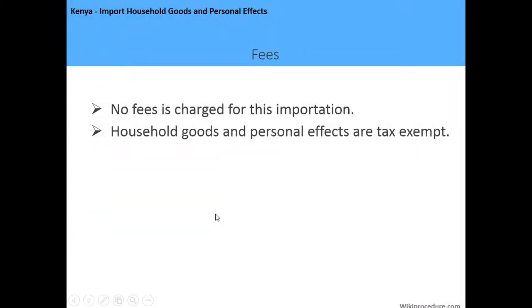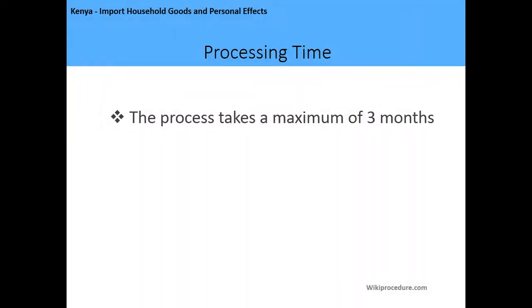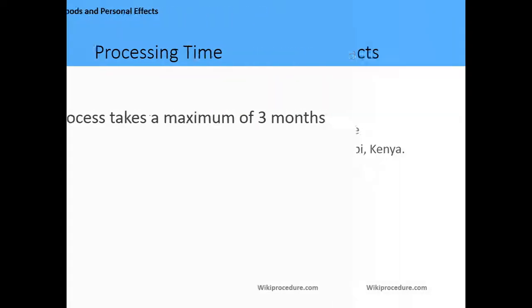Fees. No fee is charged for this importation. Household goods and personal effects are tax exempt. The validity period is 30 days from the time of entry into Kenya. You are supposed to clear with the customs within 30 days from the day you have imported your goods into Kenya. The processing time takes a maximum of 3 months, so you can start processing early before you even travel or arrive in Kenya.